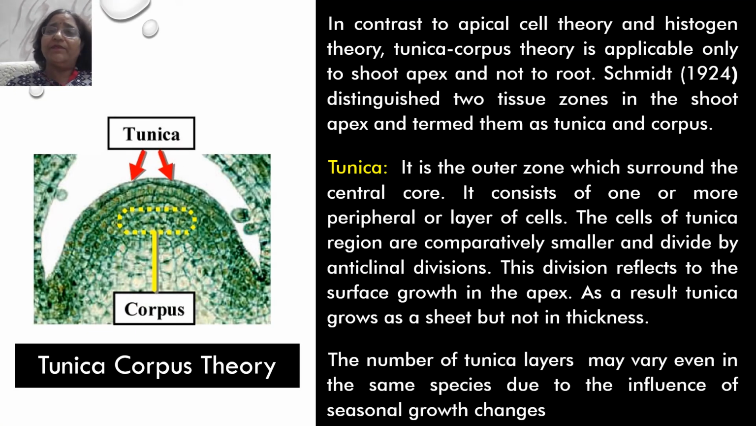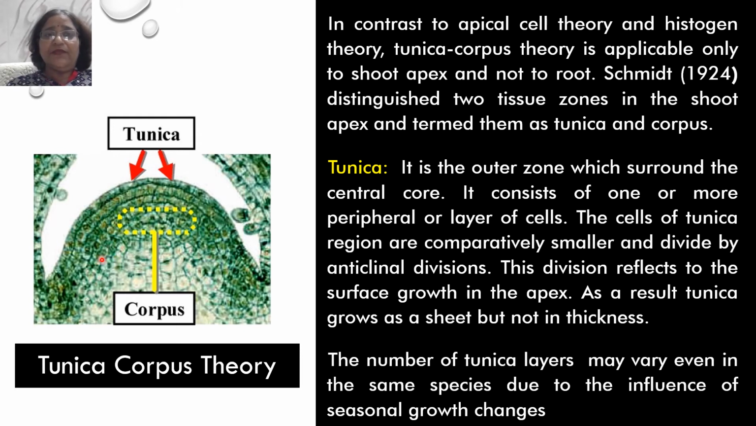Now the tunica corpus theory. This theory is applicable only to the shoot apex and not to the root. Schmidt distinguished two tissue zones in the shoot apex and termed them tunica and corpus. So in histogen theory there are three layers, but in the theory given by Schmidt, there are two, tunica and corpus. Tunica is the outer zone which surrounds the central core. This is the central core and it is surrounded by the tunica. This is the peripheral layer.